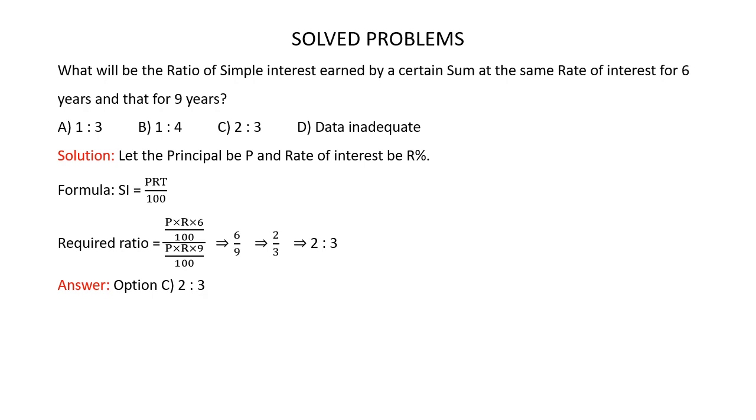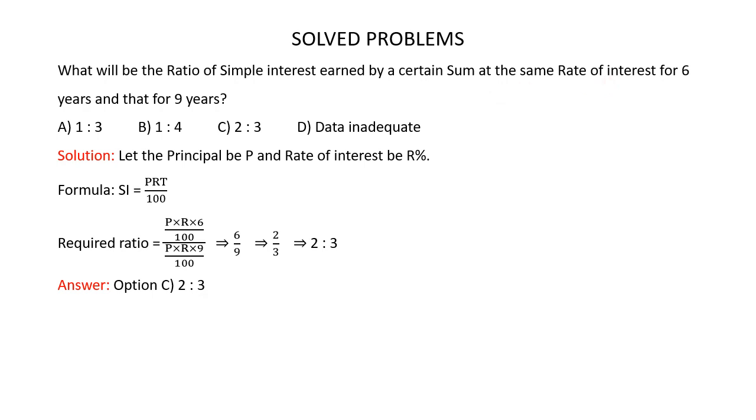So here first we have to find the simple interest earned for 6 years and for 9 years using the formula SI is equal to PRT divided by 100. But here we do not know what is the principal. So let's assume that the principal is P. It's also not given what is the rate of interest. So let the rate of interest be R%. Now the principal and the rate of interest is the same for 6 years and 9 years.